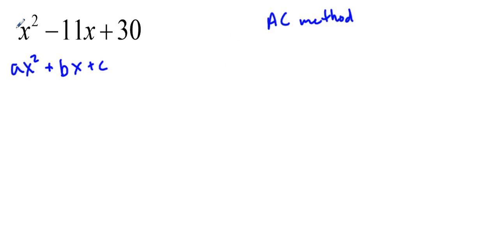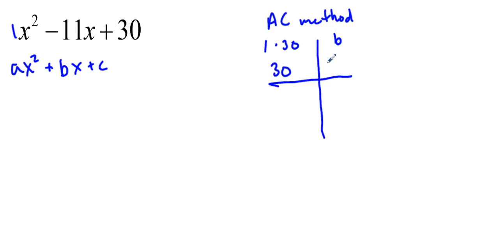So right here, we're going to take the coefficient next to the x squared, which is our a, and our c value. So that's 1 times 30, because 1 is the coefficient next to x squared. When we do that, we have 30. Now we take our b value, which in this case is negative 11. That means I have to find factors of 30 that I can add together to equal negative 11.